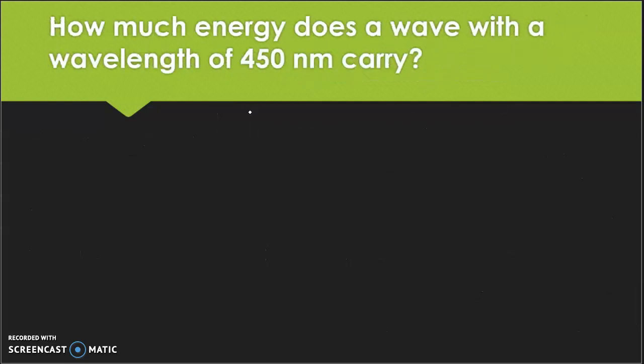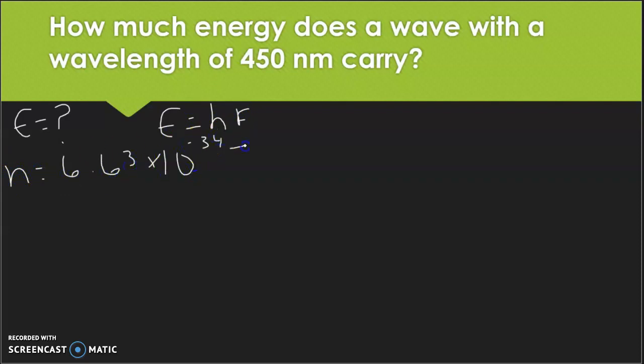And then we're going to solve this problem, which combines both equations. So how much energy does a wave with a wavelength of 450 nanometers carry? So I'm looking for energy, which means I'm going to have to use energy equals H times F. I know H is 6.63 times 10 to the negative 34 joules per second, but I don't know my F. So that's a problem, but I did give you the wavelength.